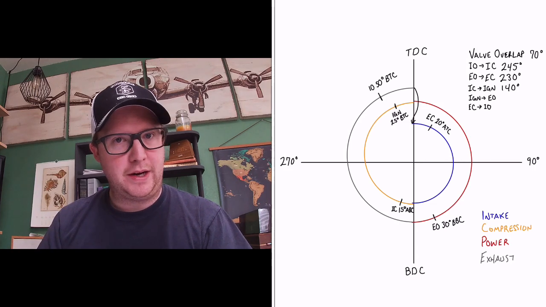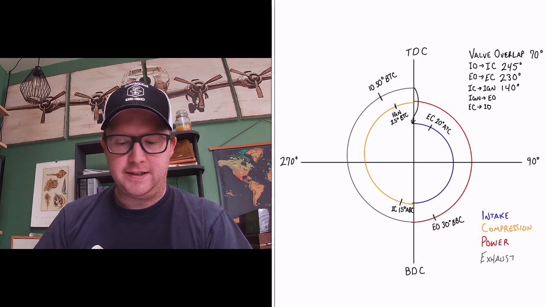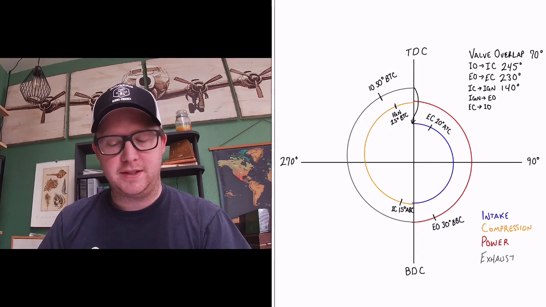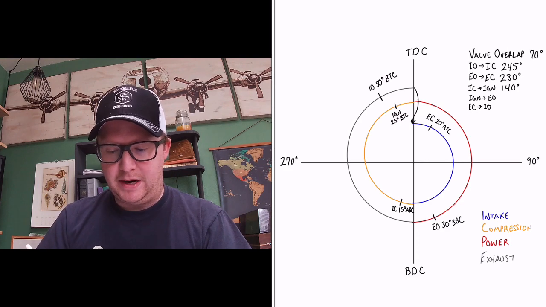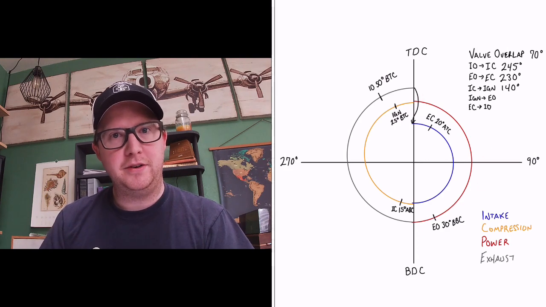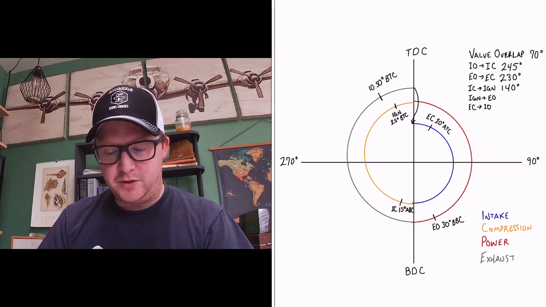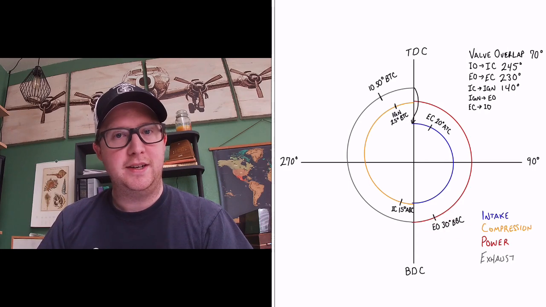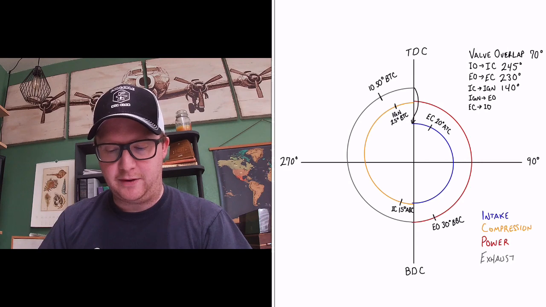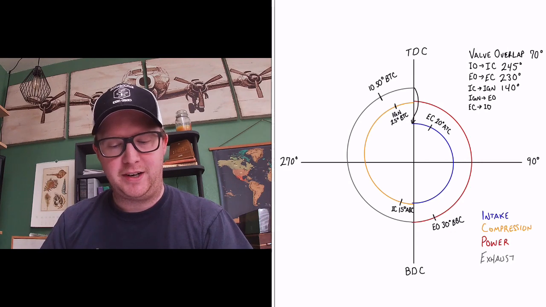So again, the easy way to do this in my mind is I take my power stroke, that's where most of this is going to occur. I take my power stroke over here. I know that's 180 degrees, so I'm going to subtract that 30 degrees before bottom center on the power stroke for my exhaust valve opening. That leaves me with 150 degrees.